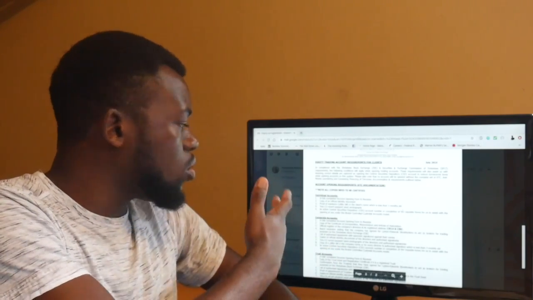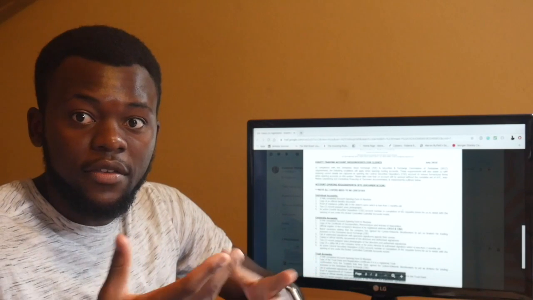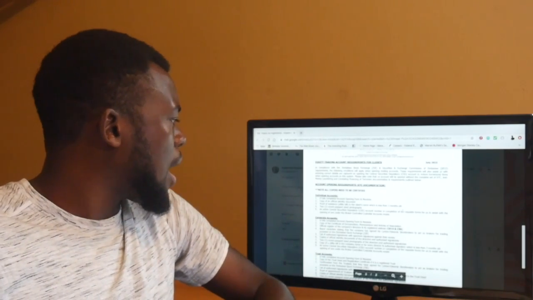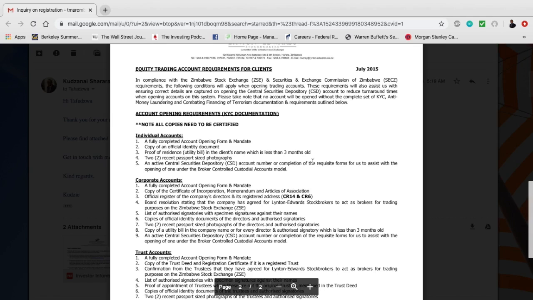So I'm just going to go through what you need as an individual to open your account. You need a fully filled-in mandate form, which gives them information on who you are and where you live and stuff like that. And then an identity document, a copy that can either be your national ID as a Zimbabwean, or a passport. If you're a foreigner, you also need a passport. You need a proof of residence, just like most of the things. You need 2 passport size photos.